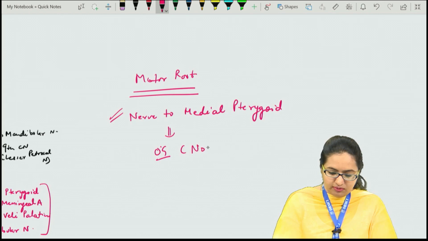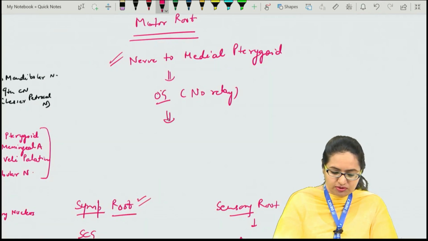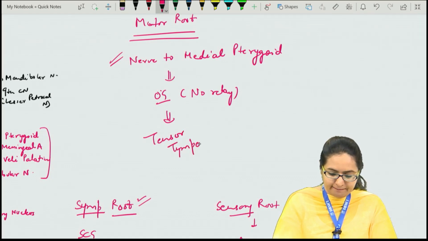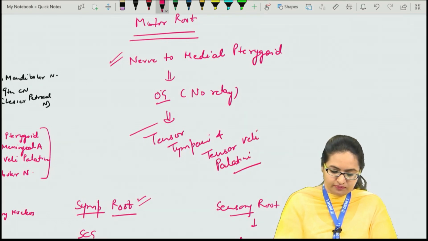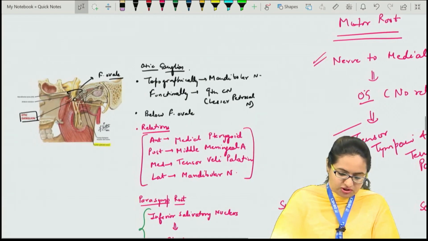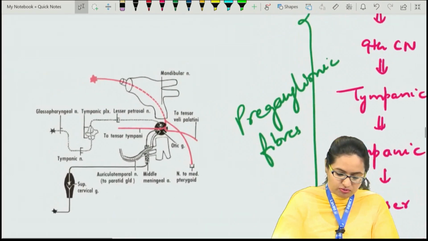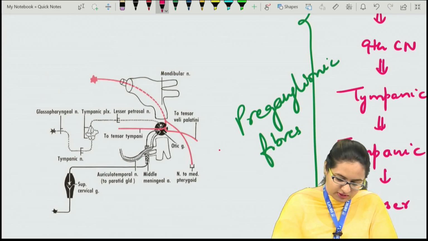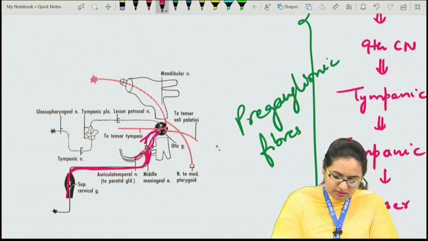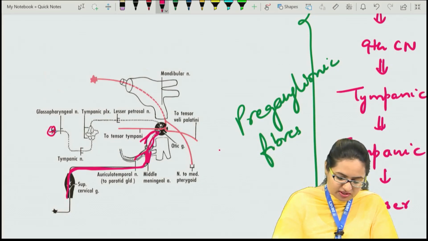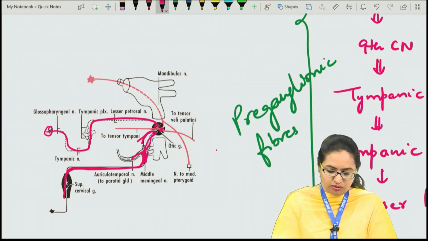The fibers are then distributed to two muscles, which are the tensor tympani and the tensor veli palatini muscle. Now if you see this picture, it is showing the same thing, the distribution through the otic ganglion. These are the sympathetic fibers coming from the superior cervical ganglion, forming a plexus around the middle meningeal artery, and then passing through without any relay. These are the parasympathetic fibers arising from this nucleus, forming the tympanic plexus. Then the fibers come over here, relay, and after that pass through the auriculotemporal nerve.